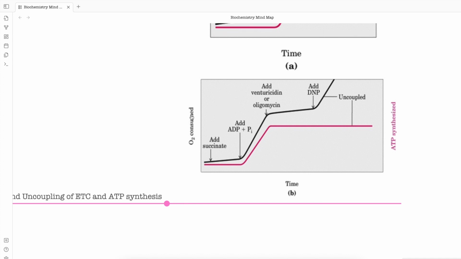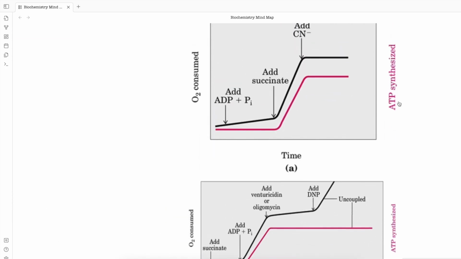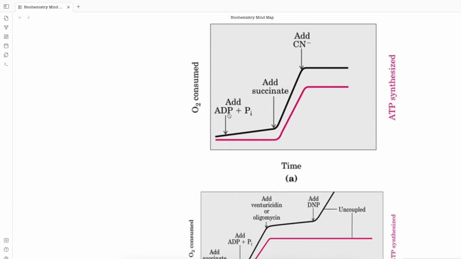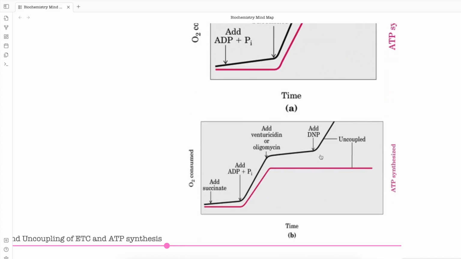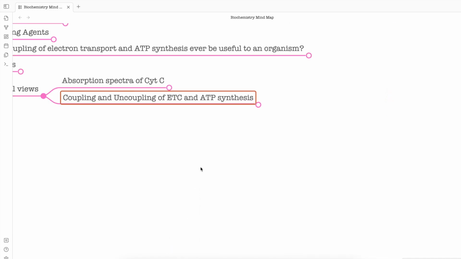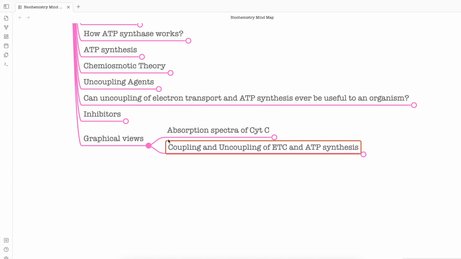So again, this axis is oxygen consumed, this is the time, and this is the ATP synthesis. So hope you can understand that if we add different kinds of substances at different parts of the electron transport system and ATP synthesis, how the oxygen consumption and ATP synthesis will act. So I hope that makes sense. And this is it for oxidative phosphorylation.